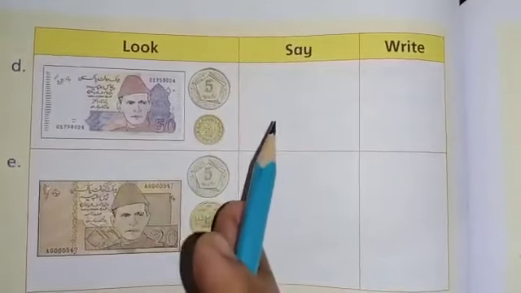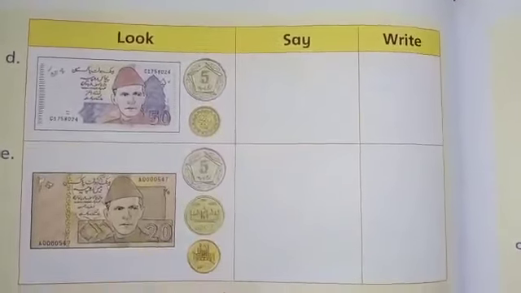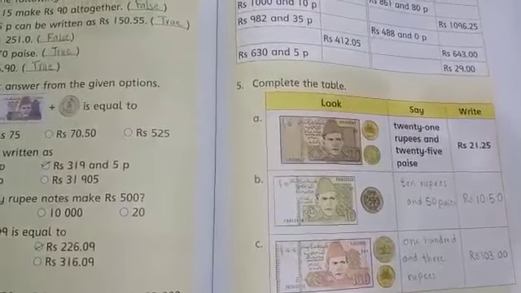First of all, you will count the value of rupees and write it, and after that write the short form. Okay, so students, this is your today's work. Do your work and send it to me.